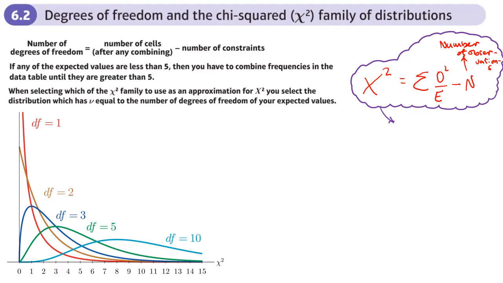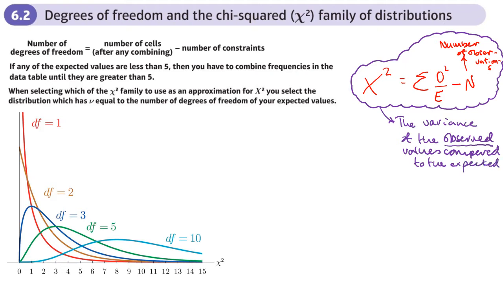What this gives us is a number which is almost like the variance of the observed values compared to the expected values. So we're working out the difference between these observed values and the expected values.